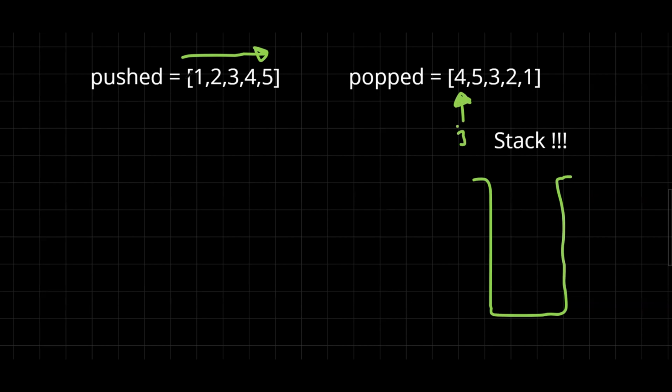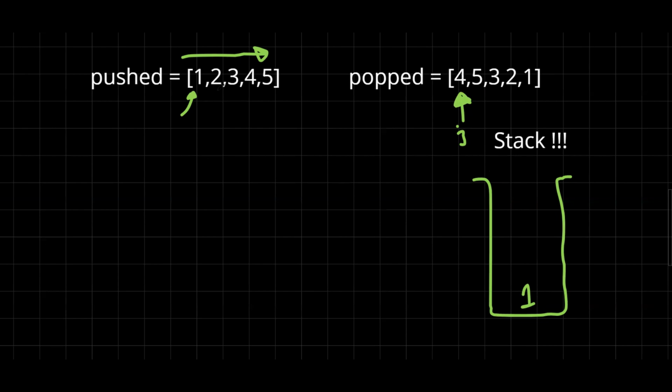Now, if we iterate over each element in the pushed array, our first element will be 1. So here we have to insert the element 1 into the stack. Now we have to check whether this element 1 is equal to the pointer value of the popped array. So the pointer value of the popped array is 4. So we can say that 4 is not equal to 1. So we don't have to do anything here.